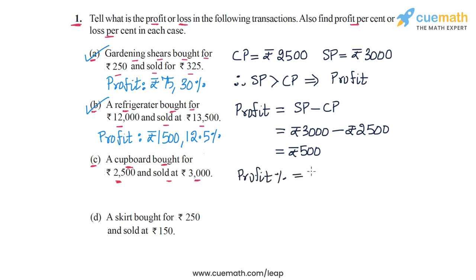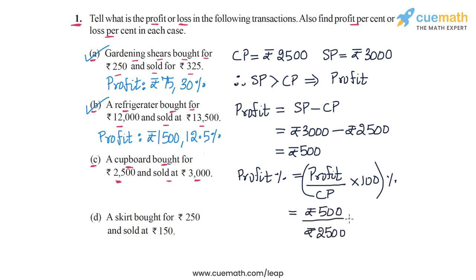That will be the profit that was made over the cost price, this fraction into 100, these many percent. So this will be the profit percent. So this will be rupees 500 by the cost price, which is rupees 2,500 into 100, and these many percent.